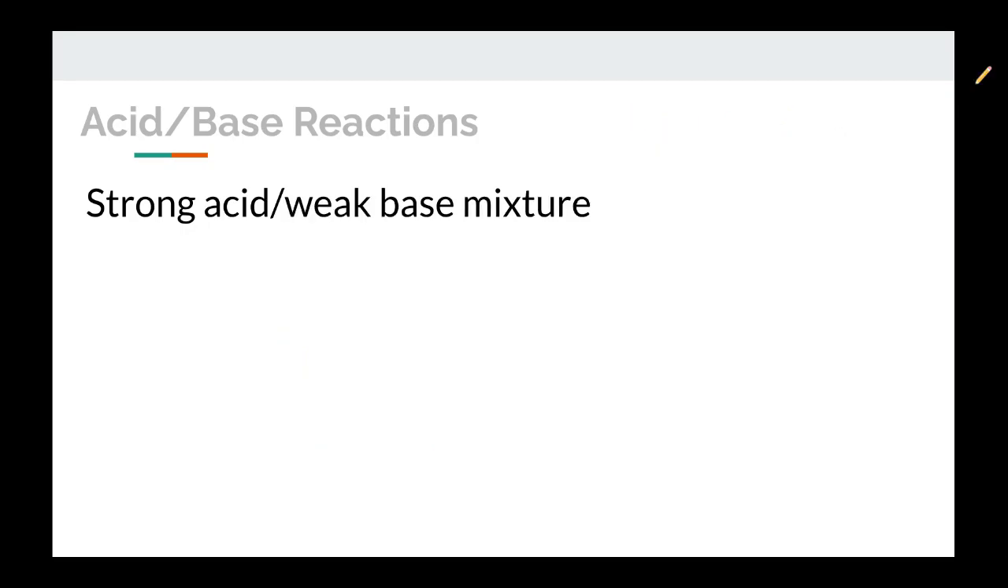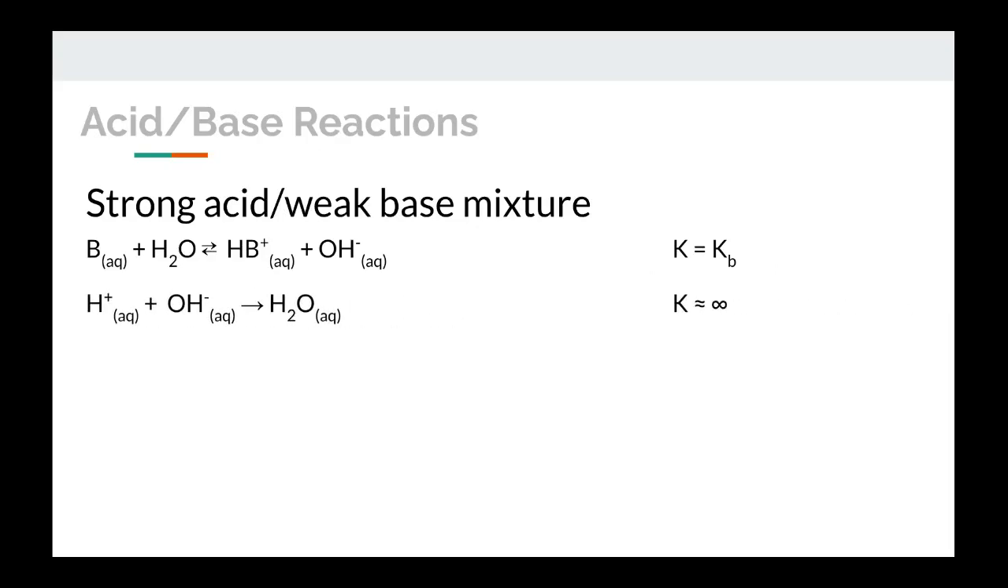Now let's look at a strong acid, weak base mixture. This is what the weak base is going to do. In aqueous solution, there's going to be a reversible ionization to give you the conjugate acid, HB+, and some hydroxide ion. K for that is just whatever the Kb is, which is going to be a fairly small number. The strong acid is going to grab those OH- that are released and do a one-way reaction with them to form water. K for that reaction, as we have discussed, is practically infinity.